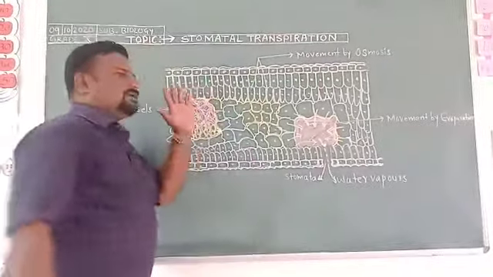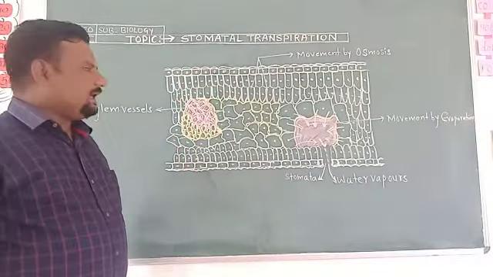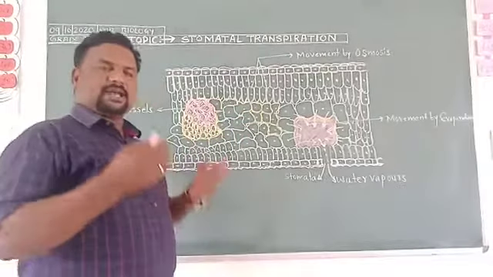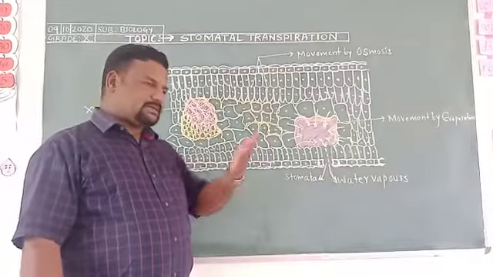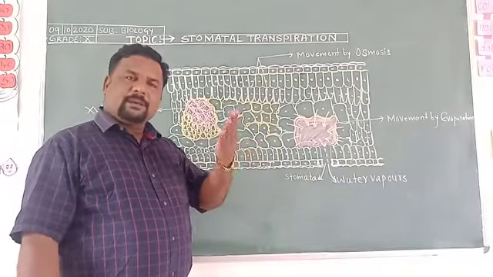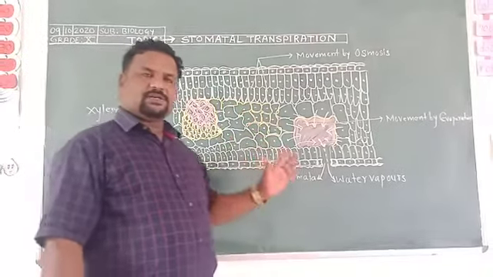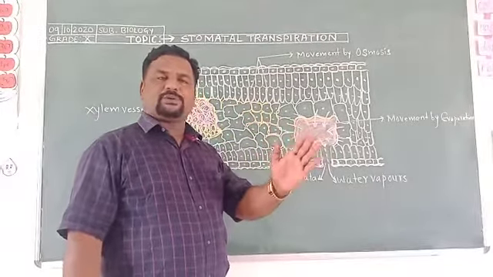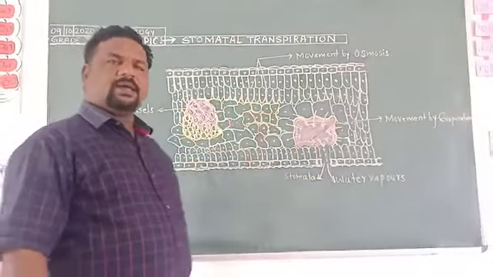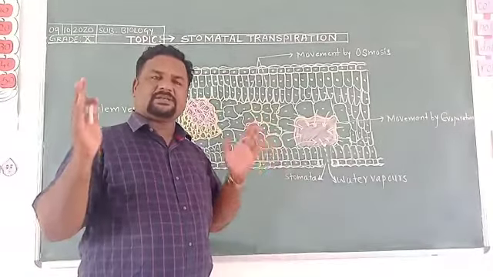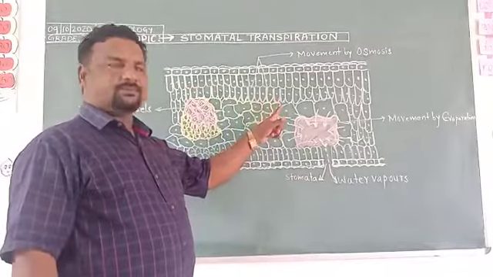See children, here this is a cross section of a leaf. A thin section of the leaf is cut transversely and a slide is prepared. If the slide of the cross section of the leaf is placed under a microscope, when we observe it, it looks like this. This is what we call the anatomy of a leaf, the internal structure of a leaf.